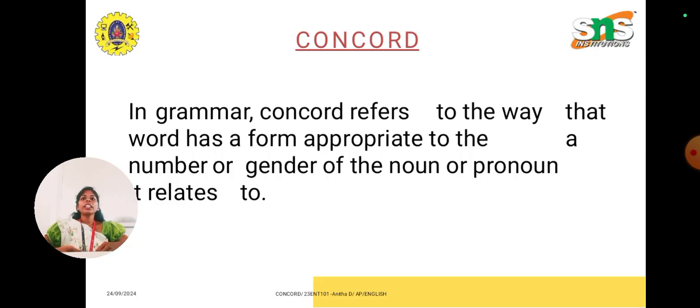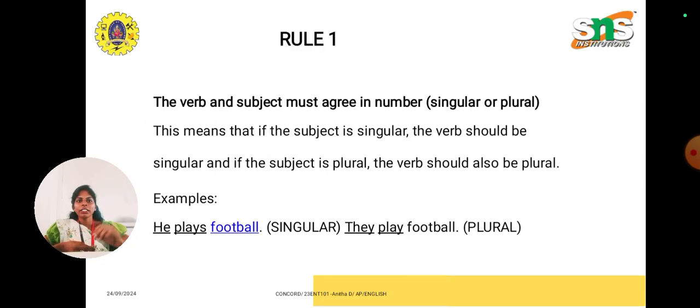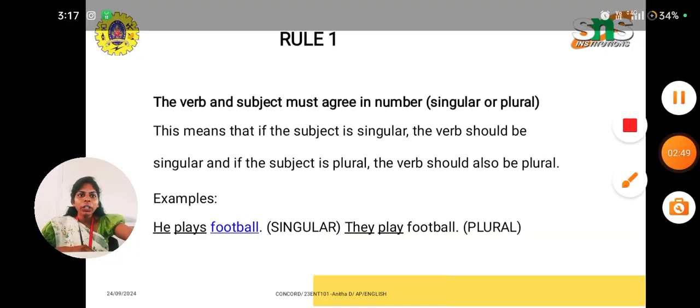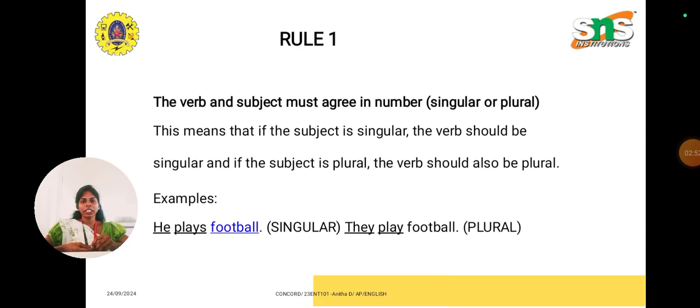And things get a little more detailed in this slide. The verb and subject must agree in number, singular or plural. That is what the example I gave you shows: the teacher speaks to the class. This means that if the subject is singular, the verb should also be singular, and if the subject is plural, the verb should also be plural. Example: he plays football, it is singular. They play football, it is plural. If the sentence is singular, the verb should be singular.